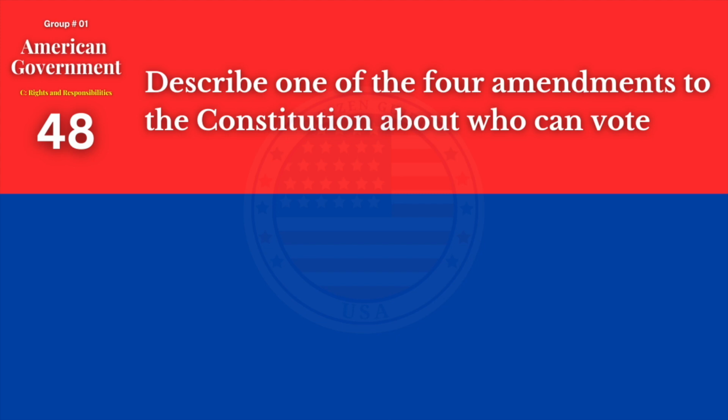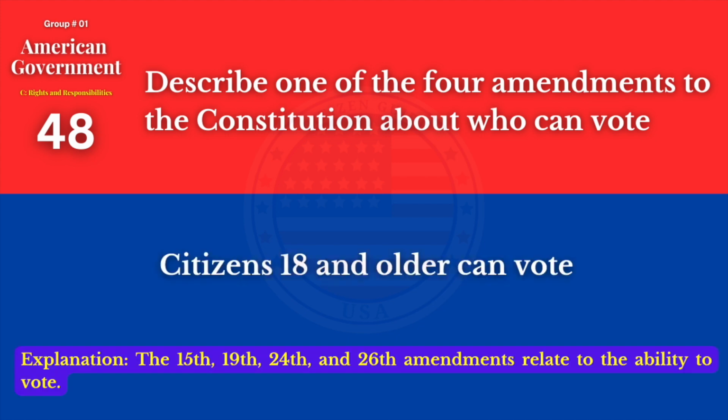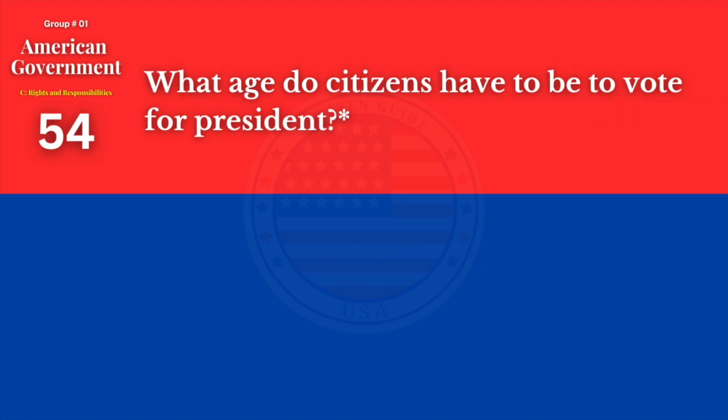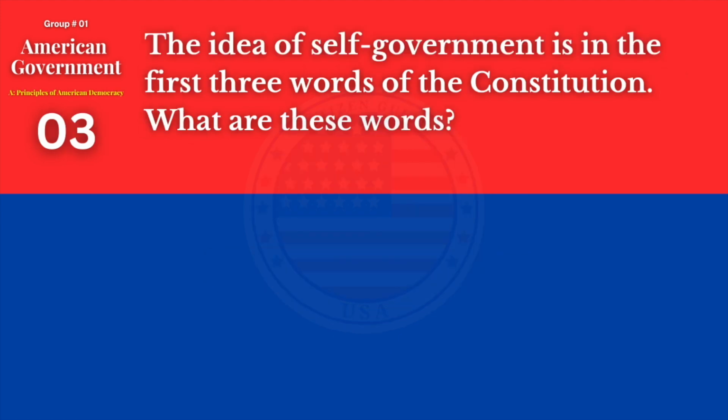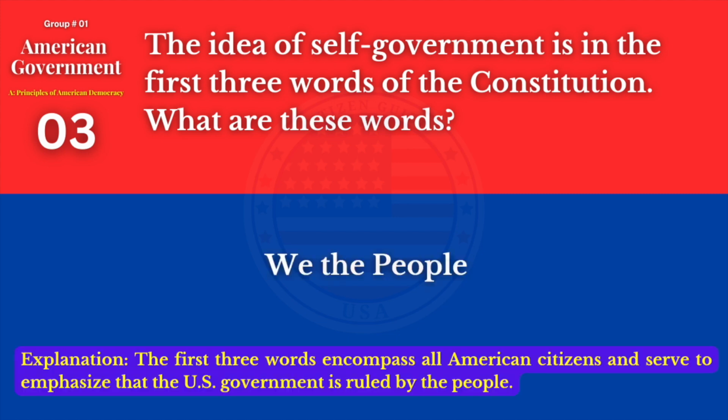Describe one of the 4 amendments to the Constitution about who can vote. Citizens 18 and older can vote. What age do citizens have to be to vote for president? 18 and older. The idea of self-government is in the first 3 words of the Constitution. What are these words? We the people.